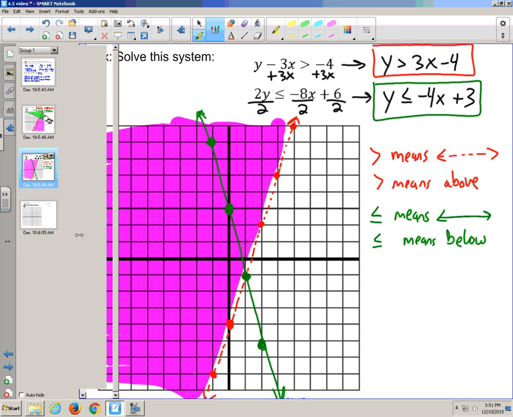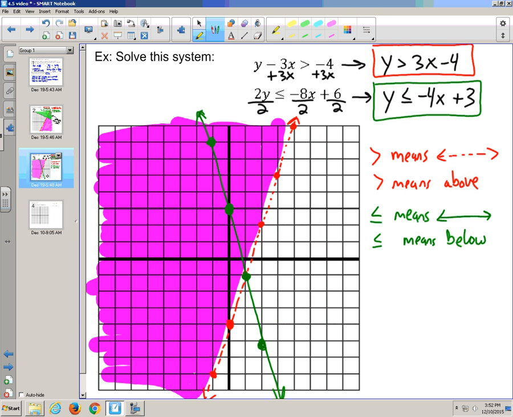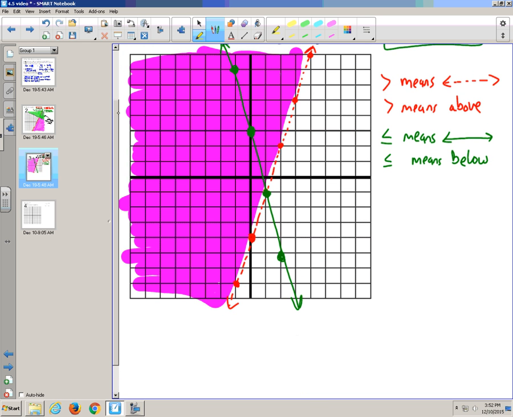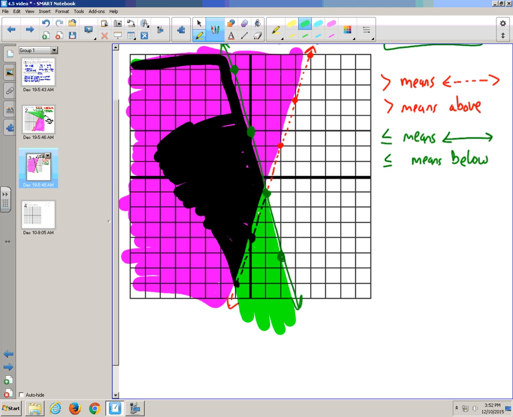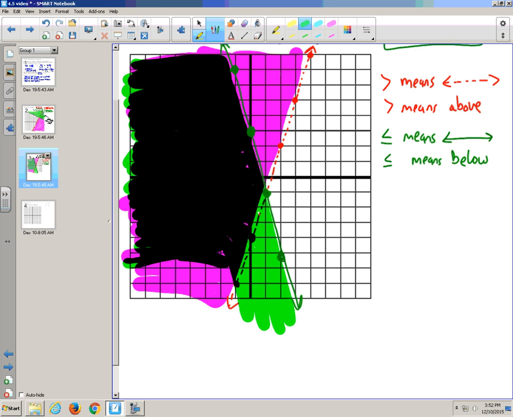Our final step will be shading it. So I'll get my green shader out. And I'm going to shade below this line. So that whole region over here on this left side is overlapping.